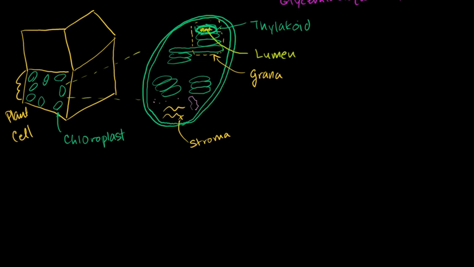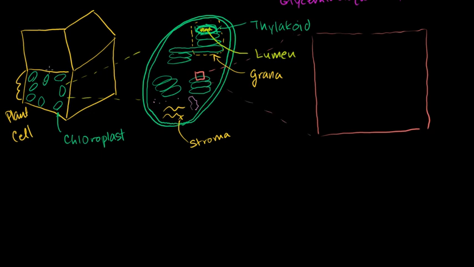Let's zoom in again on one of these thylakoid membranes. So I'm going to zoom in. Let me make a box. I made that. Let me zoom in right there. So that's going to be my zoom in box. So let me make it really big, just like this. So this is my zoom in box. So that little box is the same thing as this whole box. So we're zoomed in on the thylakoid membrane. So this is the thylakoid membrane right there.